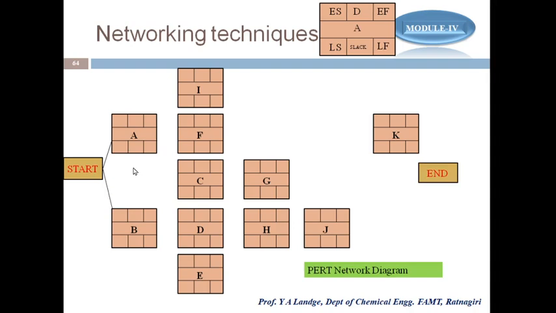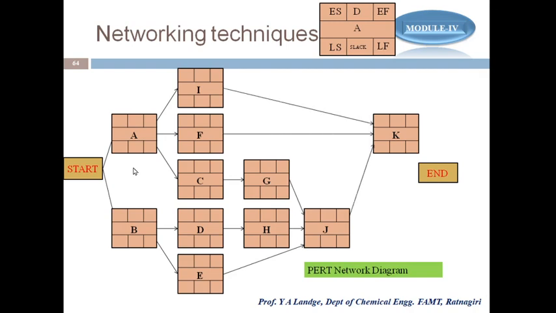So we connect A, B with the start, then C, D, E. We connected this because we should know the predecessors and the next activity, and that is important to know the critical path. So we draw each and everything here. Once we do this part, the next part is to write the D value. What is the value of D?